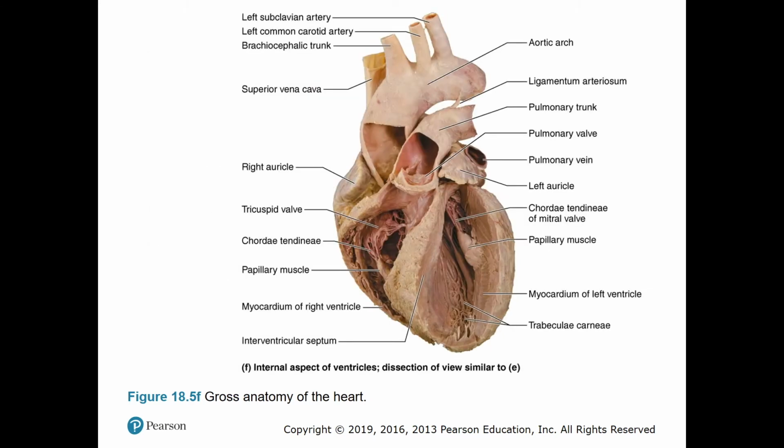In figure 18.5f, we can see on the right side the chordae tendineae that arise from the papillary muscle. On the left side, you can see the same thing, the papillary muscle and the chordae tendineae. And then you can see the pulmonary trunk as well, that is coming from the right ventricle.